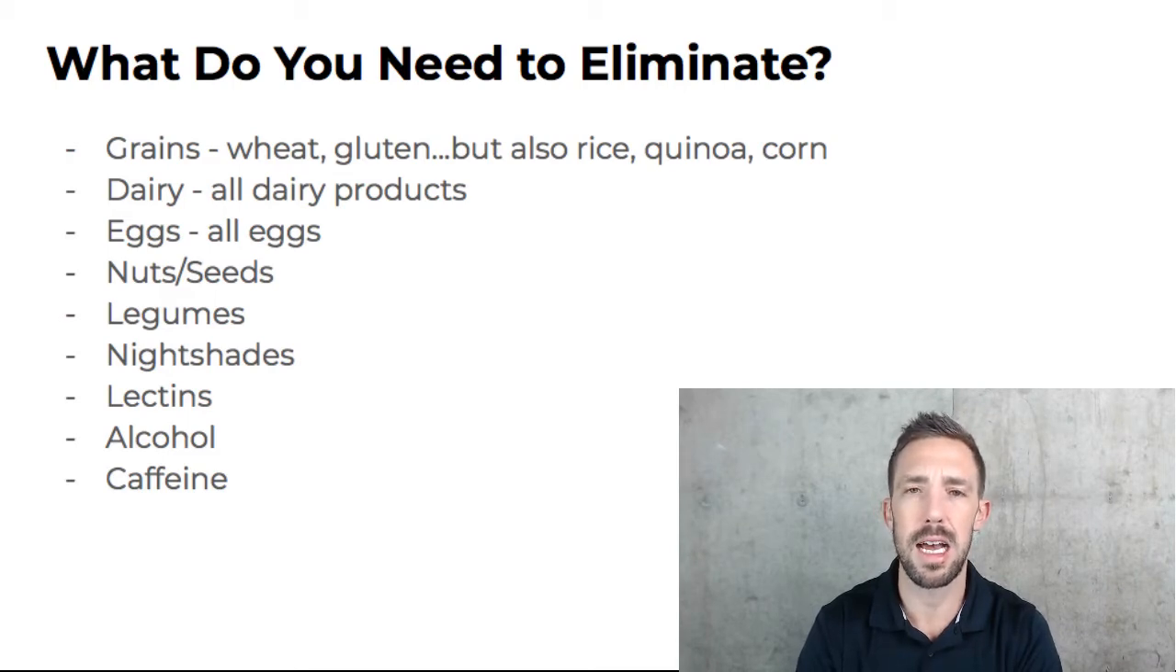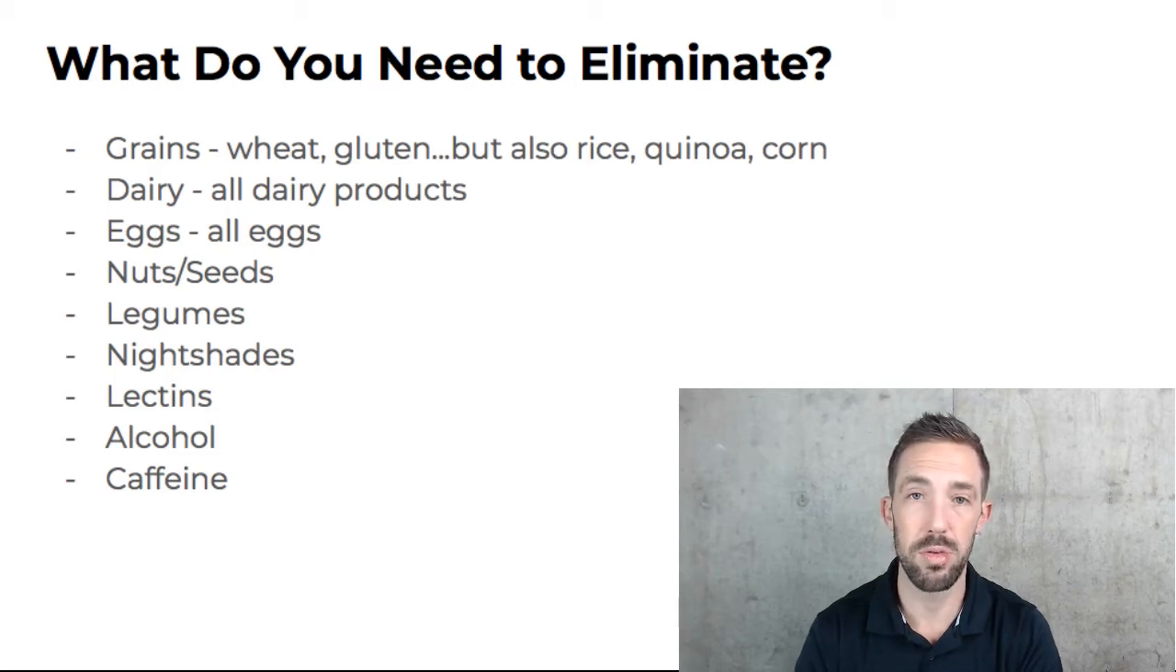Eggs, all eggs. Especially the white. Some people think, oh, the whites, that's the protein part. That's the point. Your body reacts to the protein, so the yolks are actually something that you reintroduce before the whites. But grains, dairy, eggs, nuts and seeds, legumes, so that's beans. We're going to talk about it a little bit more. Nightshades, lectins, alcohol, and caffeine.